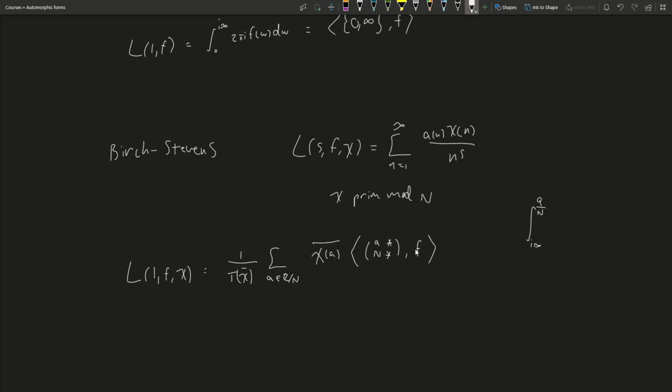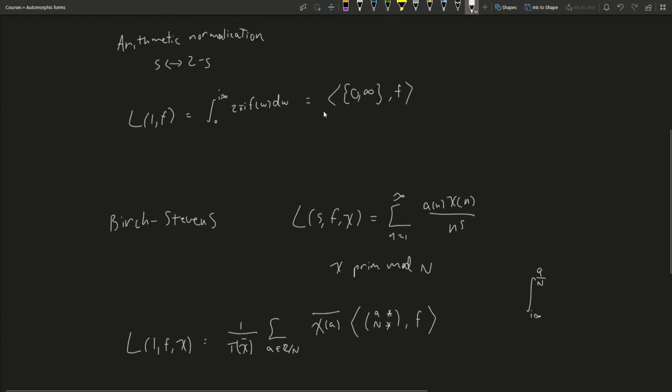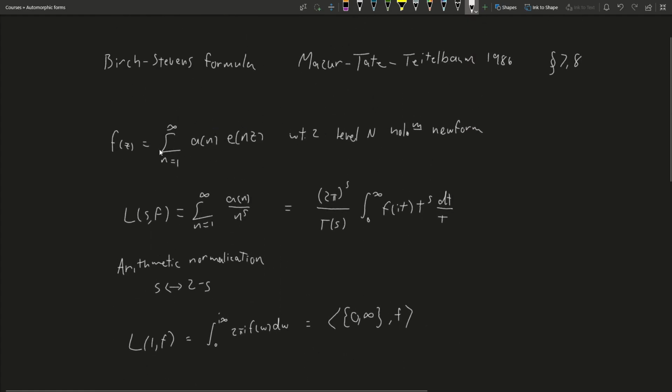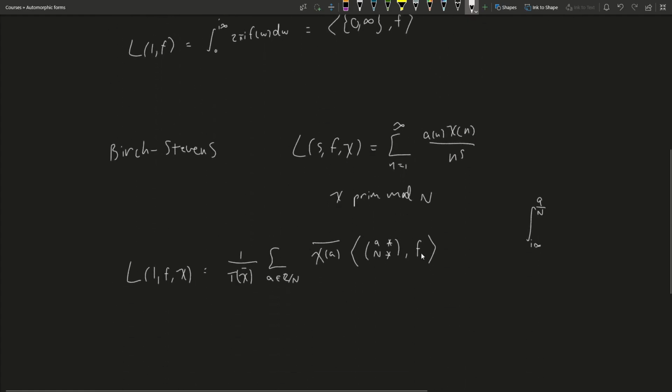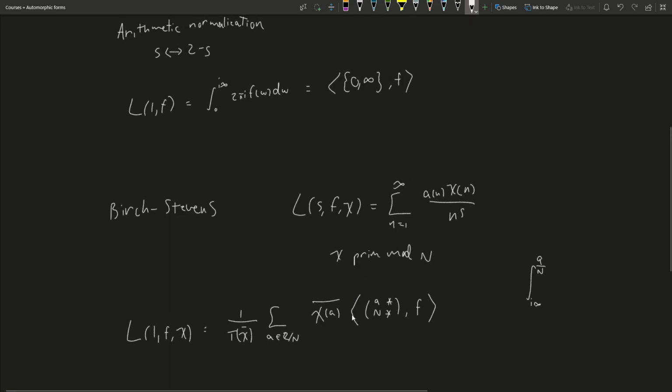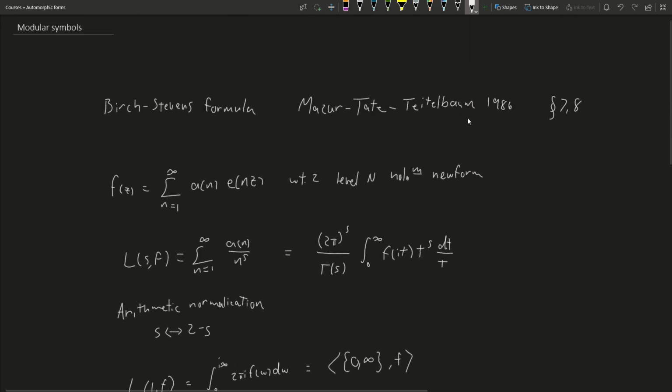And then by the Manin-Drinfeld theorem, this is some rational combination of the periods of f, right? So the proof of this is just substituting in this expression for f, and then just rearranging things, recognizing Gauss sums, etc. It's totally straightforward and elementary. So you can find a proof, say, in Mazur-Tate-Teitelbaum.